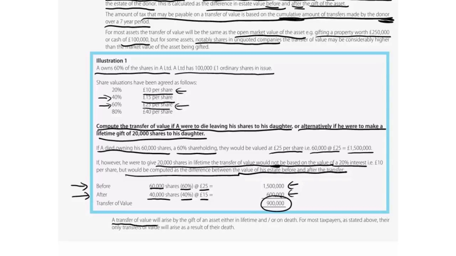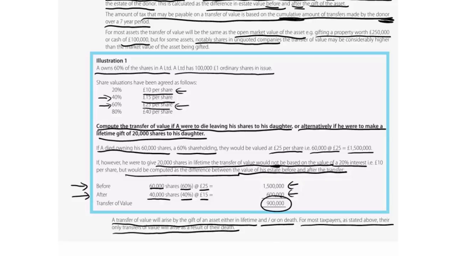A transfer of value will arise by the gift of an asset, as we have said, either in lifetime, like the gift of the shares there to the daughter, and or on death. For most taxpayers, as we've stated in our introduction, their only transfers of value will arise as a result of their death. That will simply mean what was the market value of the assets held when the taxpayer died, and that will go into their chargeable estate.